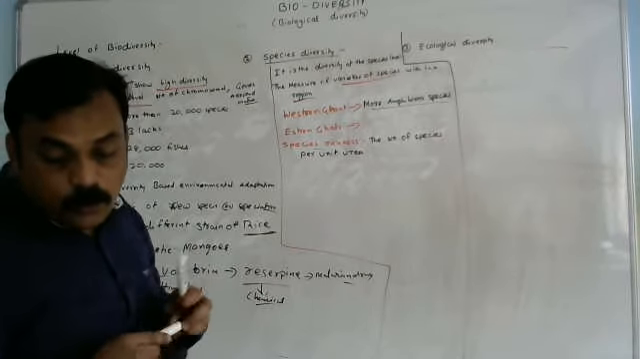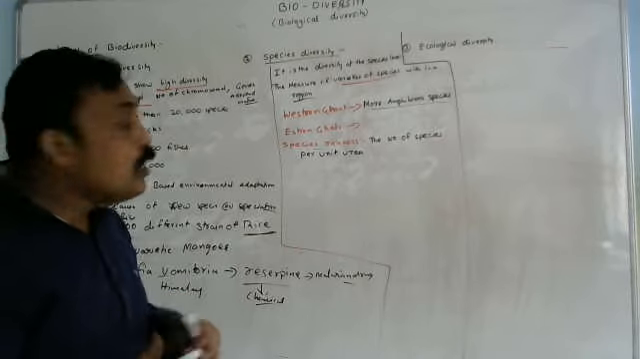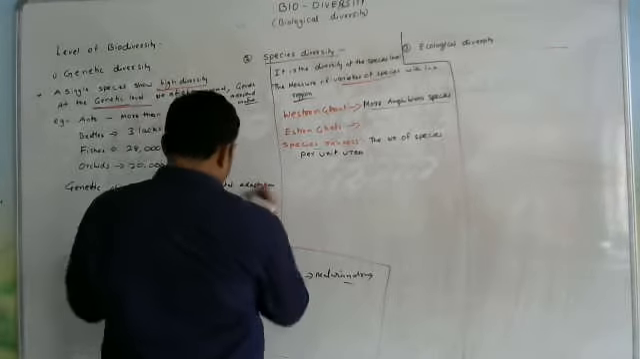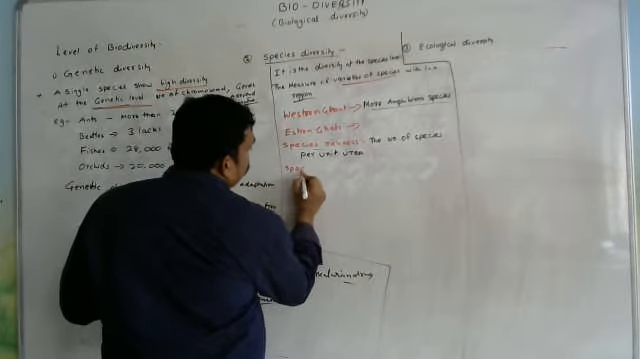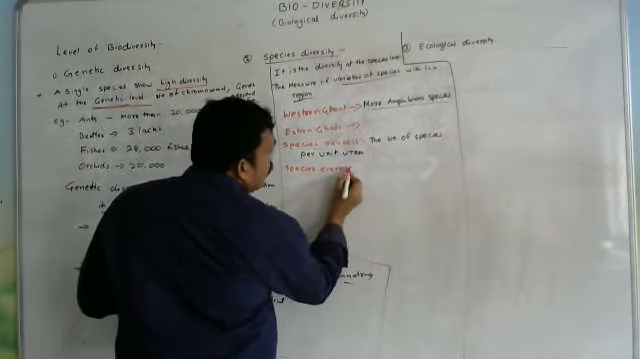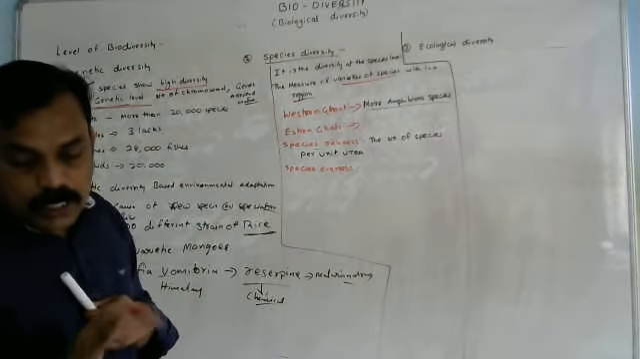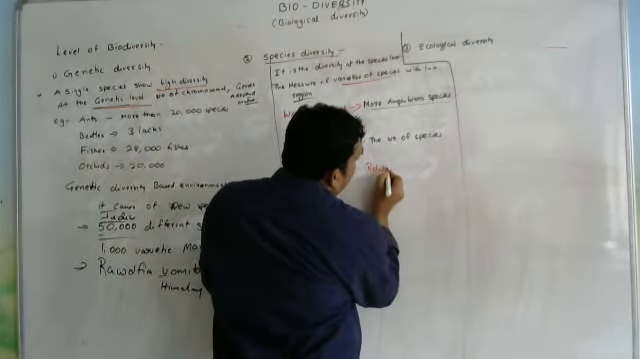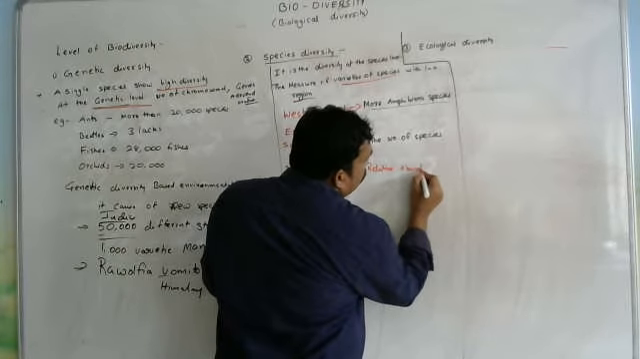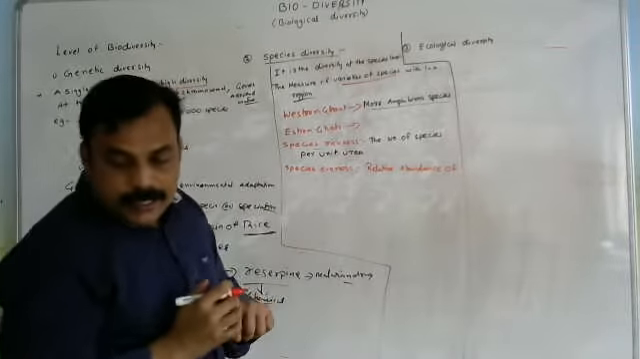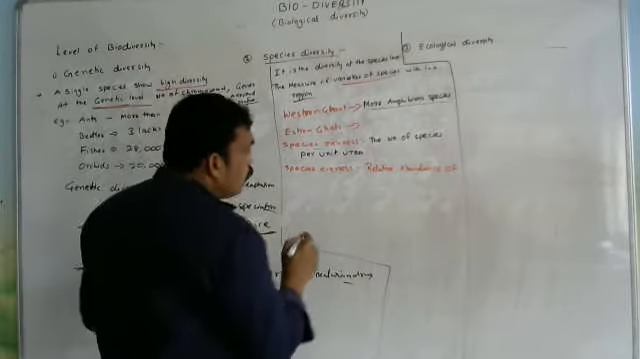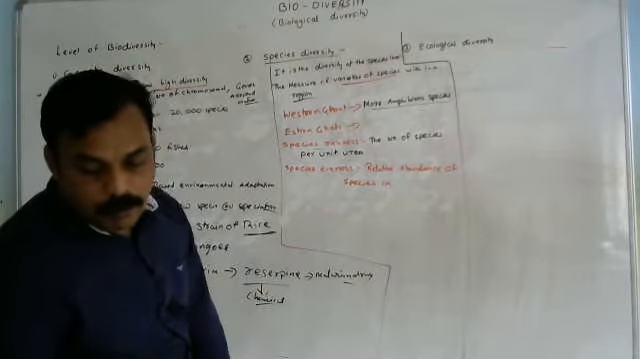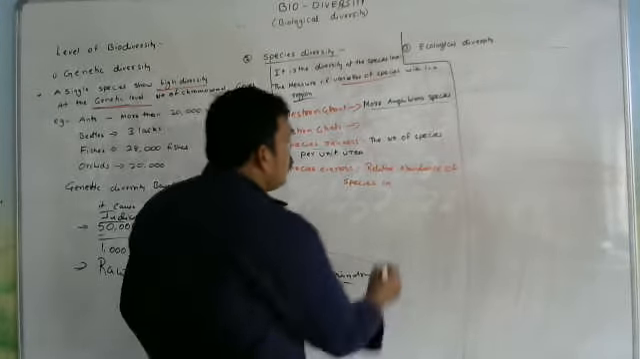So what is the meaning of species richness? The number of species per unit area. In a particular unit area, how many species are living. And the second one, species evenness. One more word is there. Species evenness means relative species. Evenness refers to the relative abundance of species in a particular area.